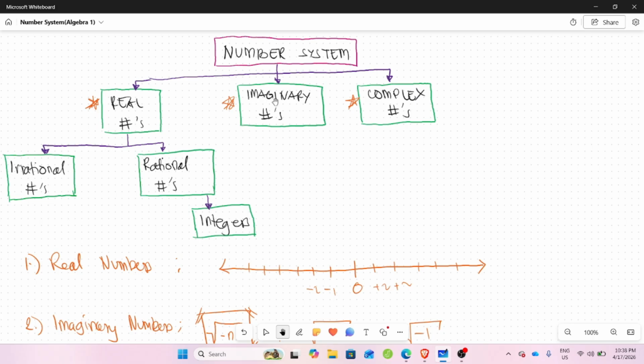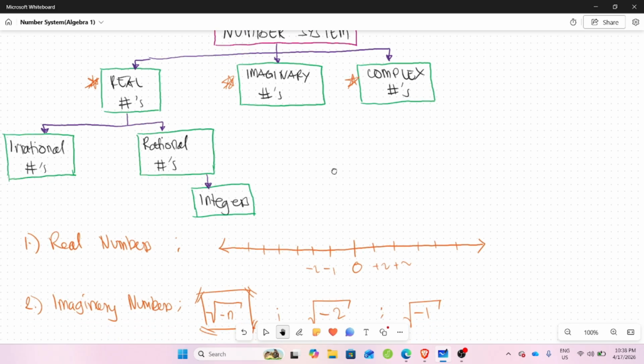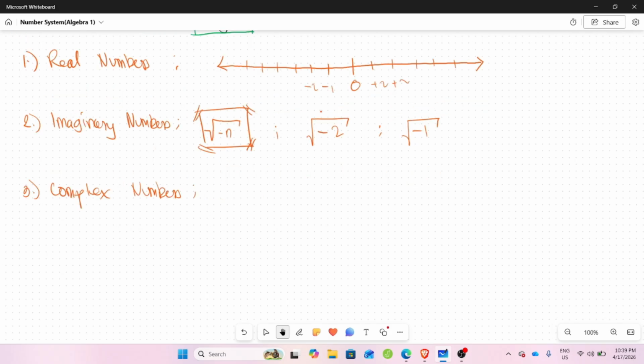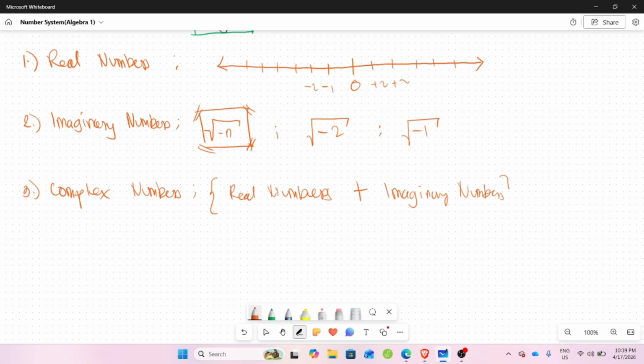The third type of number system is the complex numbers. What is a complex number? Well, you could think of it as combining the real and imaginary. So a complex number is the combination of real numbers and imaginary numbers. That's what we mean by complex number.